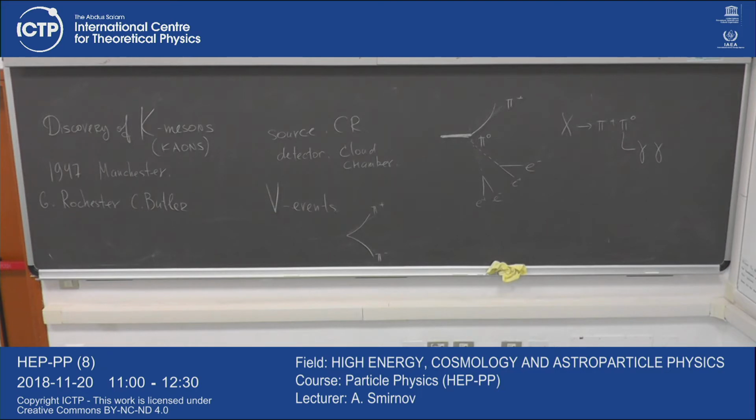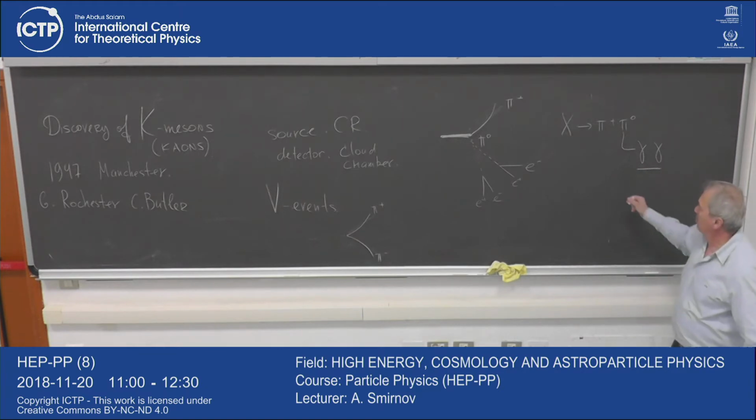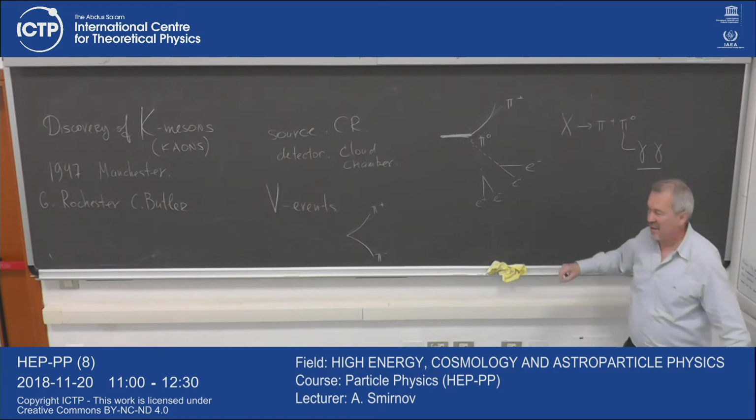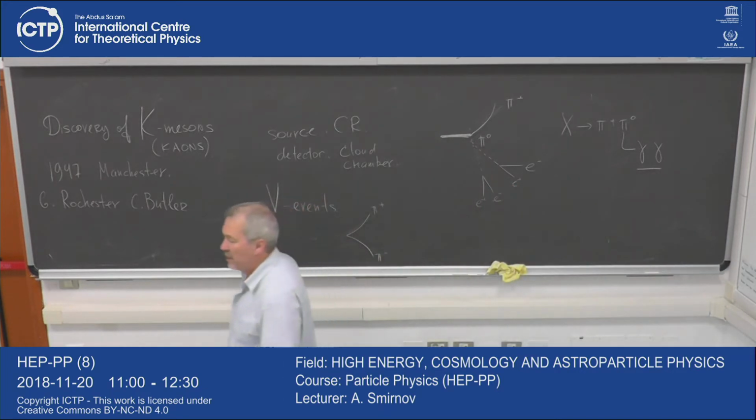This is the only way to detect the neutral pion, because that's what we are doing. So we can observe two gammas, and then we can reconstruct the invariant mass. Knowing the energy and momenta of the photons, we can recover the mass. Then if it is the mass of the pi, we say, okay, this is pi 0.